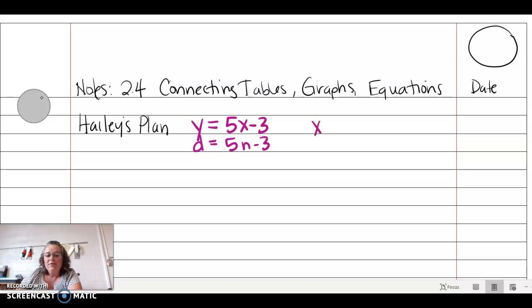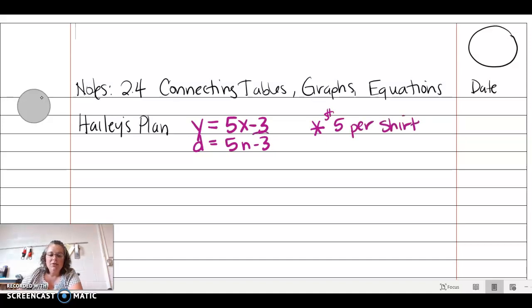I might even put off to the side because the 5 is next to the variable n. That means we have a rate of change. Every single shirt is going to cost $5. Okay, so I'm going to say it's $5 per shirt.